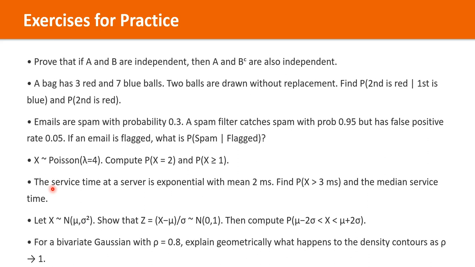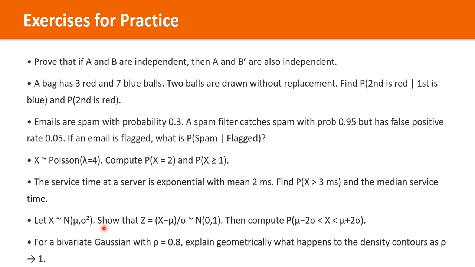Exercise 5. Service time is exponential with mean 2 milliseconds. Find P of X greater than 3 milliseconds and the median service time. Exercise 6. Let X be normal with mean mu and variance sigma squared. Show that Z equals X minus mu over sigma is a standard normal. Then compute P of mu minus 2 sigma less than X less than mu plus 2 sigma. You should get about 0.9544.